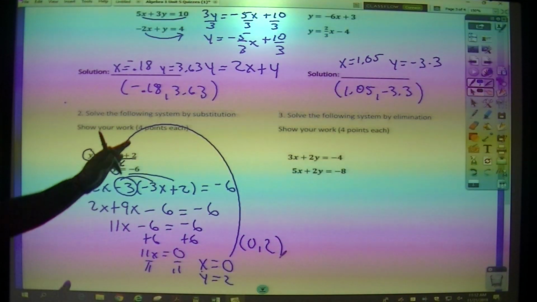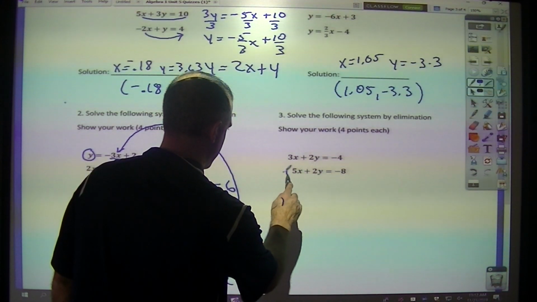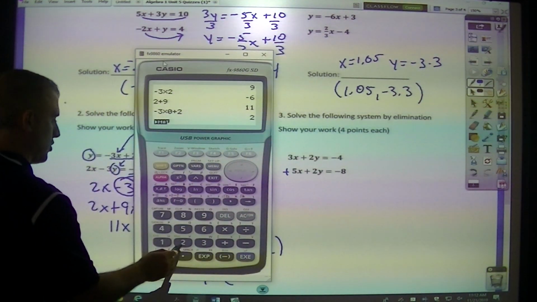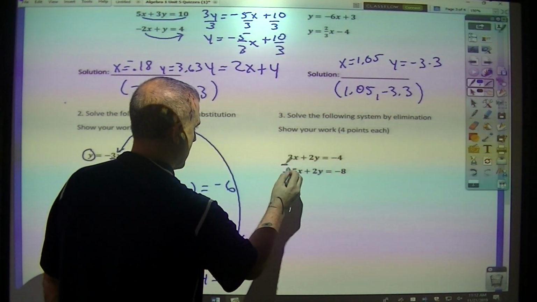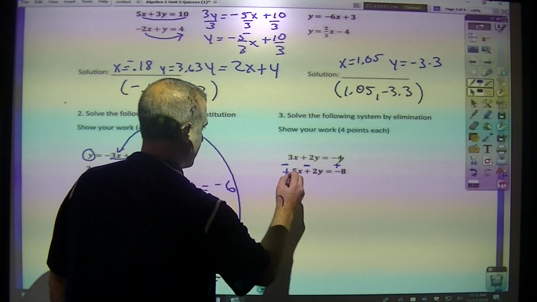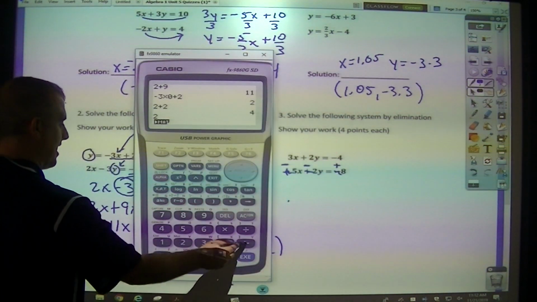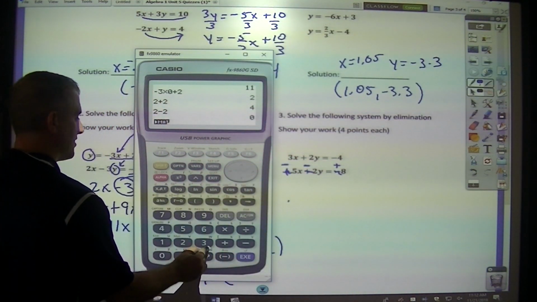Solve by elimination. Now, let me make sure I have operations. Let me put a plus right there. Now, it looks like those 2's, 2 plus 2, would eliminate, but it doesn't. So what I have to do is change all the signs here. So these are going to go away. And now you'll see that 2 minus 2 eliminated there. So now I follow the rest of the operations.